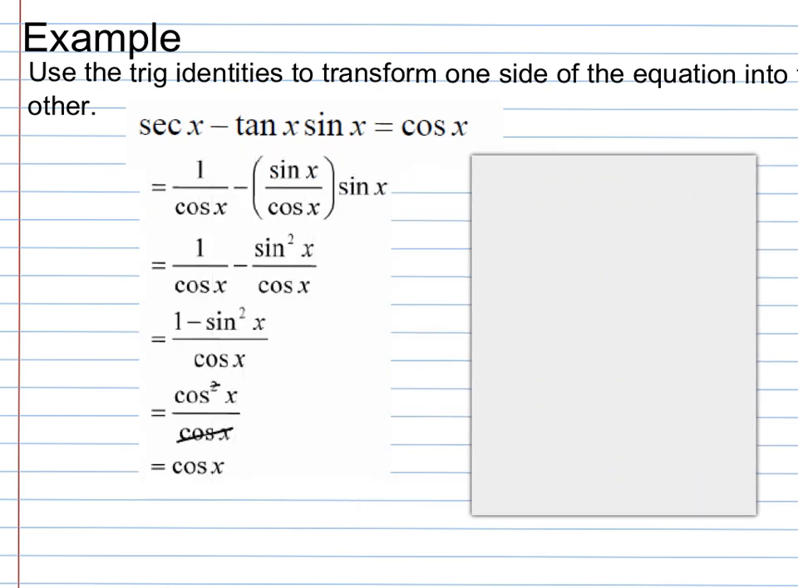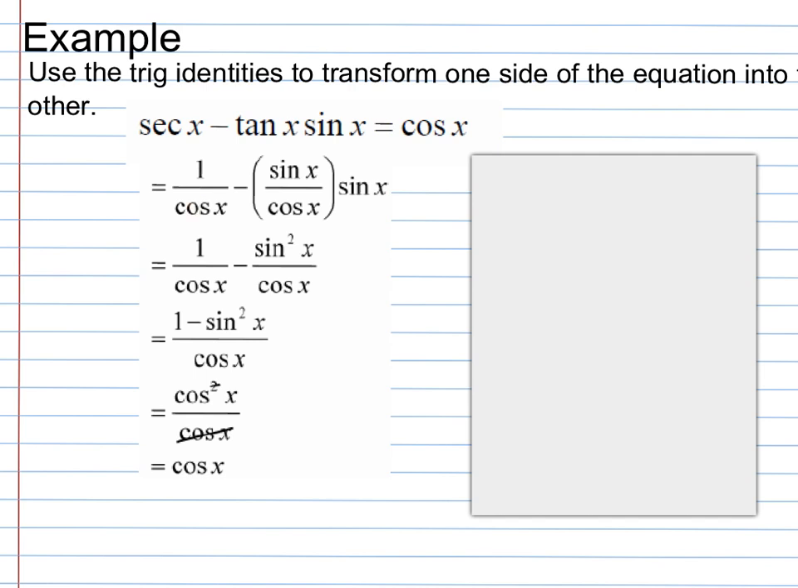So the answer is the following. What happened here was this secant x became 1 over cosine x, which is just one of our identities. This tangent of x became the sine of x over cosine of x, and that sine we left. So if you notice, all of these, we change everything into sines and cosines and manipulate it using those. That's one of the best things to do. When in doubt, always work with sines and cosines.